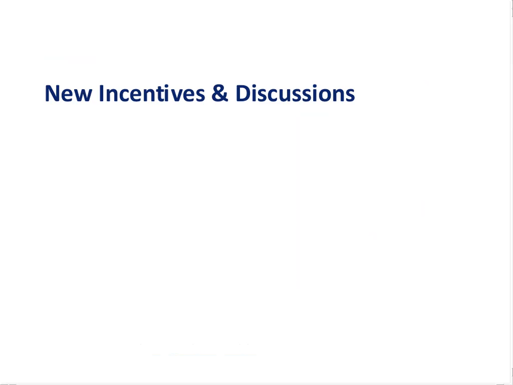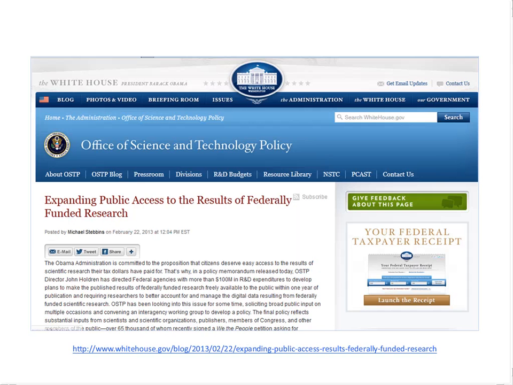We also know that there are new incentives and discussions around data. In the United States, it was especially kicked off last year in February with a memo from the Office of Science and Technology Policy asking federal agencies receiving more than $100 million in research and development expenditures to develop plans to make data, as well as publications, publicly available, and asked for specific things or topics to address.